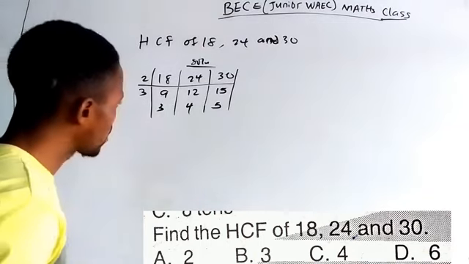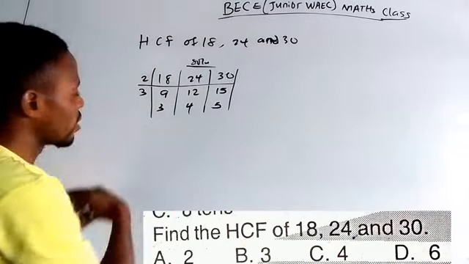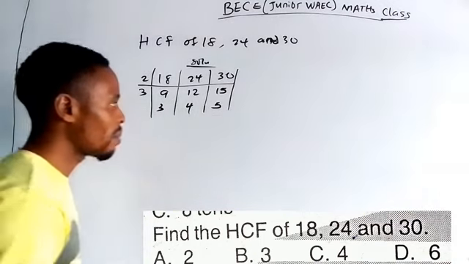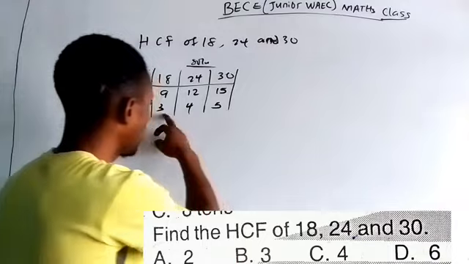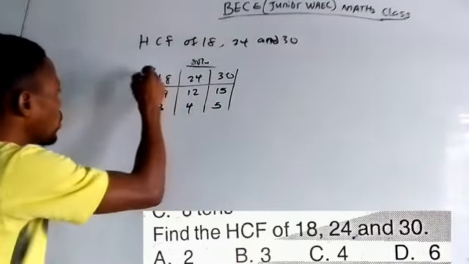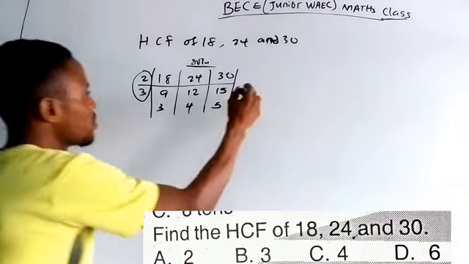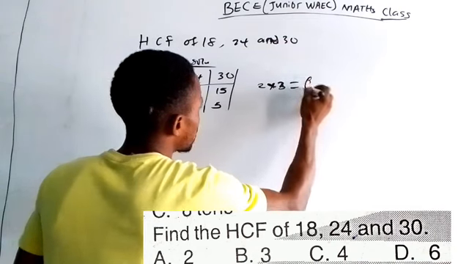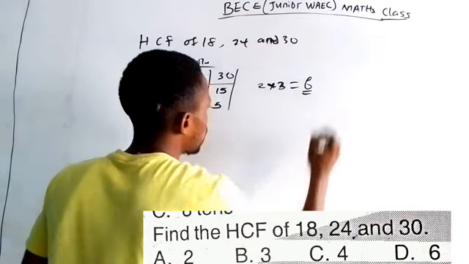So is there anything that can divide them again? No. We have 3, 4, 5. There's no number you can use to divide all of these. So it means that our HCF for this question is 2 and 3, which means I have 2 times 3. 2 times 3 is equal to 6. So our answer should be 6.